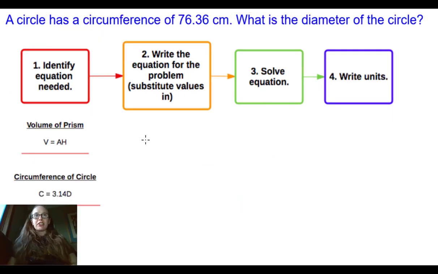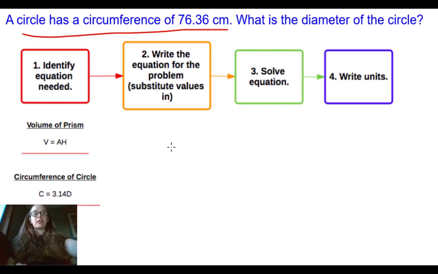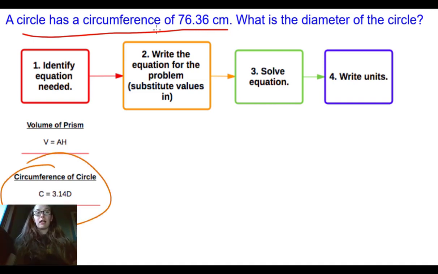A circle has a circumference of 76.36 centimeters. What is the diameter of the circle? So we first need to identify the equation needed. Do we have the volume of a prism, or do we have the circumference of a circle? So looking back at the problem, it says a circle has a circumference of 76.36. So that tells me I have the circumference of a circle.